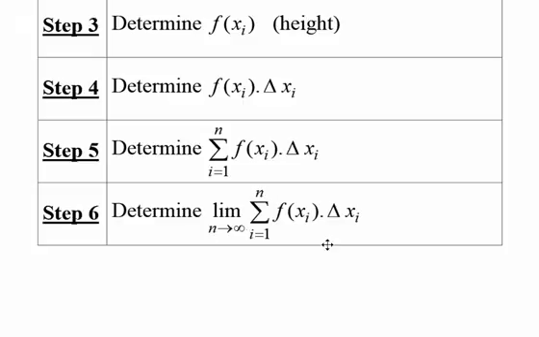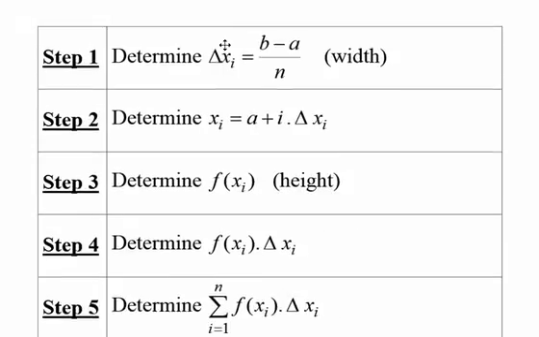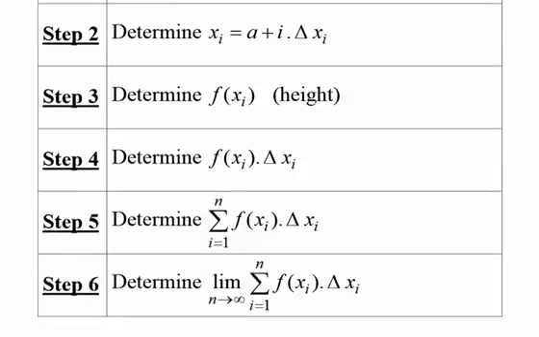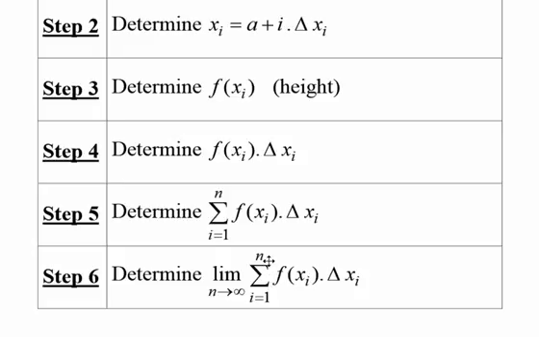So we're going to break this up into steps. Firstly, we find change in xi, we find out what xi is, we find f of xi, we multiply them, then we add them, then we introduce the limits. Now you can do it all in one go. I just find it easier to break it up into different steps so as not to make any mistakes and to know what I'm trying to find along the way.